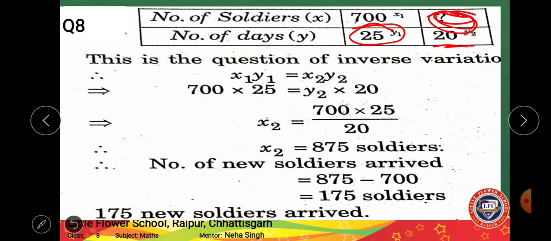How can we find it? x1 y1 equals x2 y2. So the value of x2 here, see this can get cancelled: 2 1s are 2, 30, 5s are 70, 35 into 25, we can multiply and 875 is the answer. So now there are a total of 875 soldiers, but we need to find how many soldiers were added. So we will subtract the previous 700 soldiers from the new total, so that we can find the newly arrived soldiers.